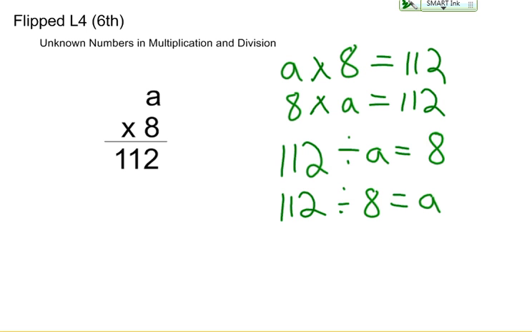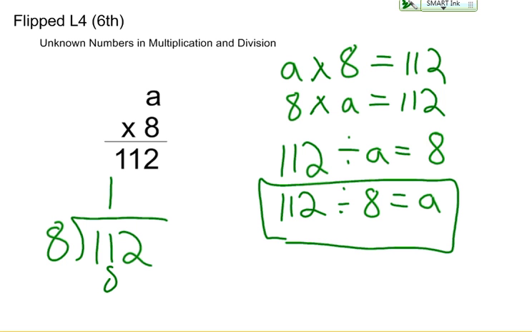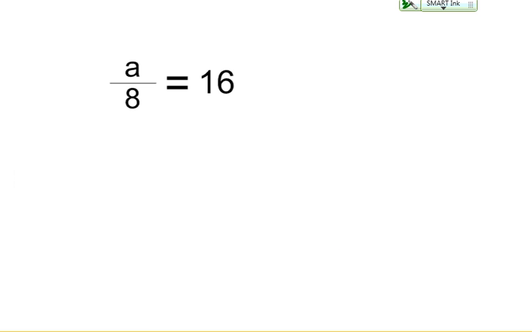In the end, this is going to be the formula that we're going to use. So let's set that up. That's going to give us: 8 goes into 11 one time, 1 times 8 is 8. Subtract, 3, bring down the 2, 32. 8 goes into 32 four times. And so in the end, we would say that A equals 14. So we have our first example there.